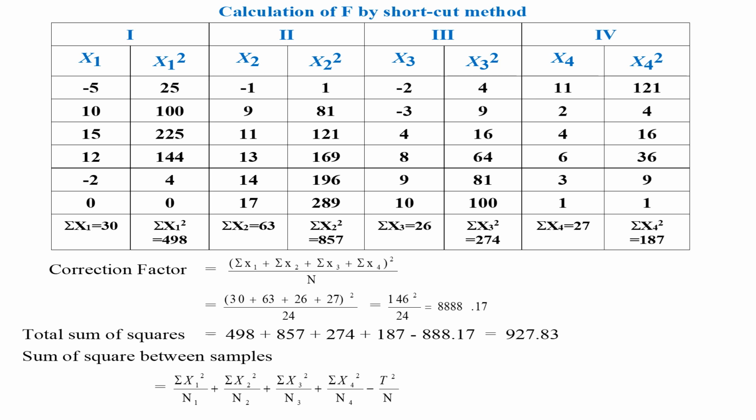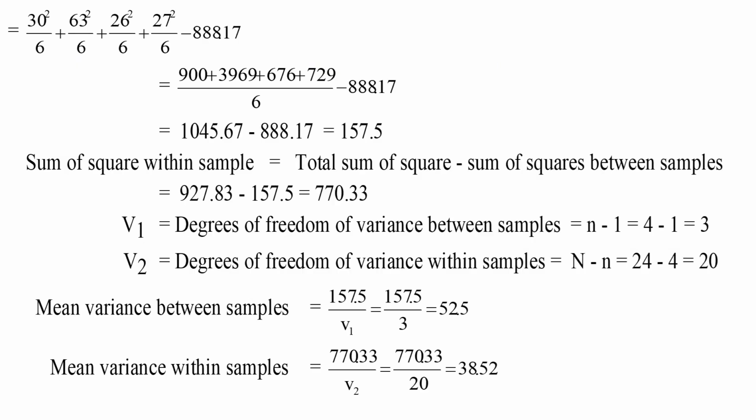Correction factor equals 8,888.17. Total sum of squares equals 498 plus 857 plus 274 plus 187 minus 888.17 equals 927.83. Sum of squares between samples equals 1045.67 minus 888.17 equals 157.5. Sum of squares within sample equals total sum of squares minus sum of squares between samples equals 927.83 minus 157.5 equals 770.33. V1 equals degrees of freedom of variance between samples equals n minus 1 equals 4 minus 1 equals 3. V2 equals degrees of freedom of variance within samples equals N minus n equals 24 minus 4 equals 20.